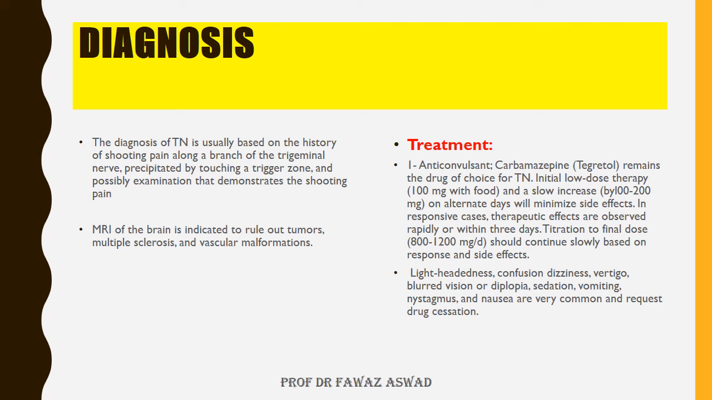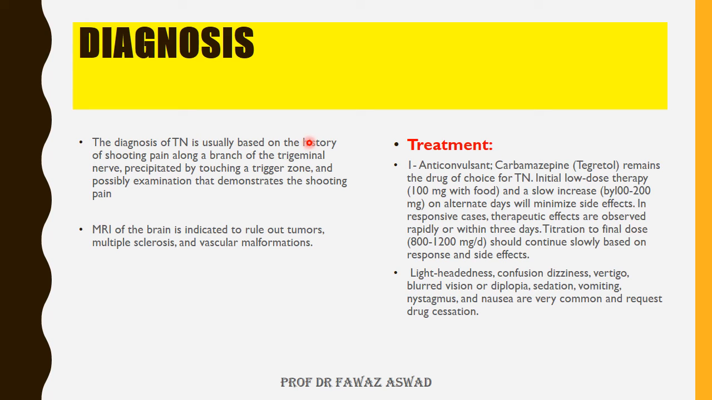So how could we make a diagnosis of that? Diagnosis is usually based on the following. First of all, it depends on the history from the patient, the anatomical distribution of the pain along the trigeminal nerve, the trigger zone, and the precipitation of the pain, which may occur when there is any touch in this area. And here we could demonstrate the shooting type of pain.